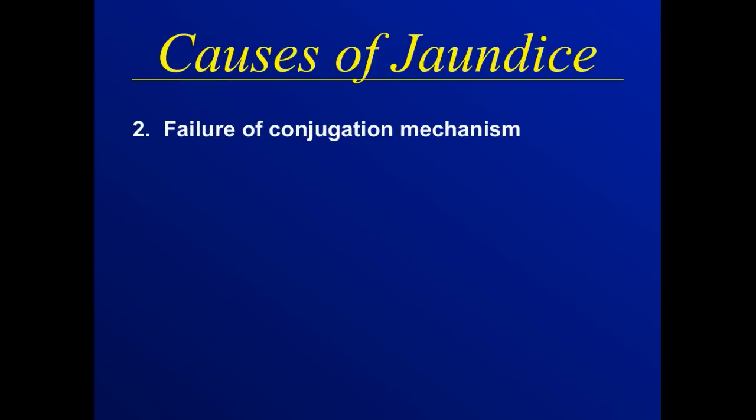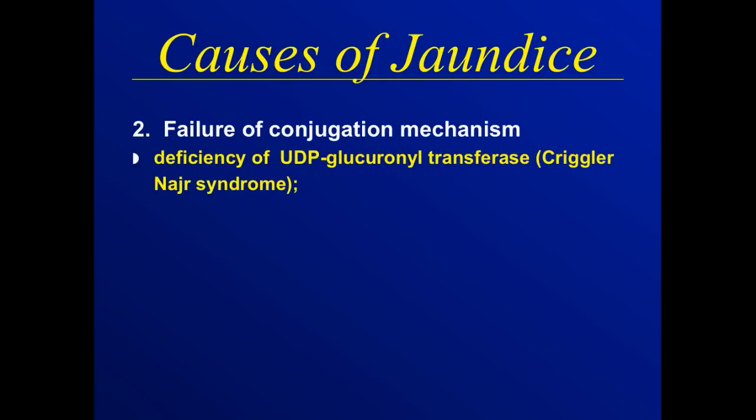Failure of the conjugation mechanism. Remember, the conjugation mechanism is the one that happens in the liver. The unconjugated will become conjugated. So we call this the conjugation mechanism. The enzyme is called UDP glucuronidase. Sometimes this conjugation mechanism is not happening at full force. When? Especially when you do not have enough of this enzyme.